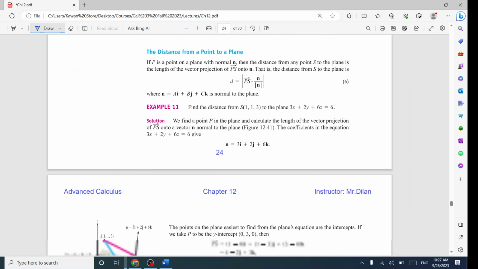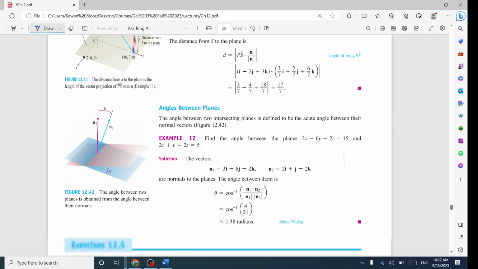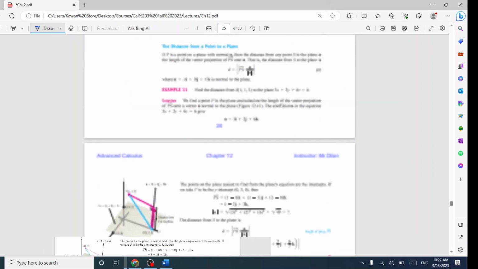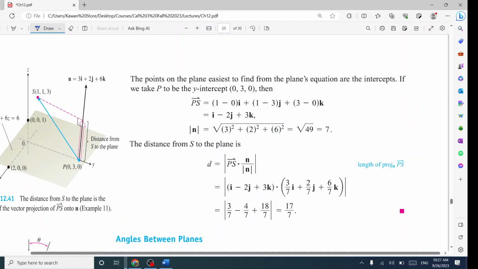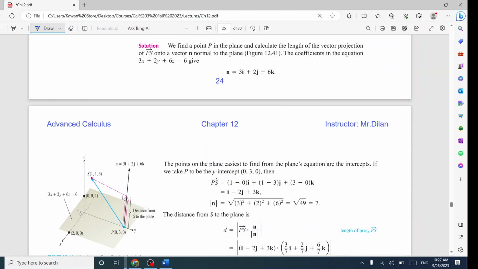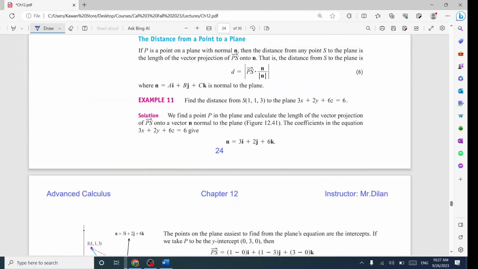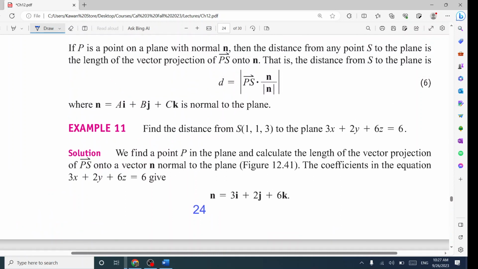I think this is the last example. Example number 11. What's the question? Find the distance. We saw the distance between a point and a line. Now it's the distance between a point and a plane. So how do we find it? Find the distance from S, the given point, to the plane.